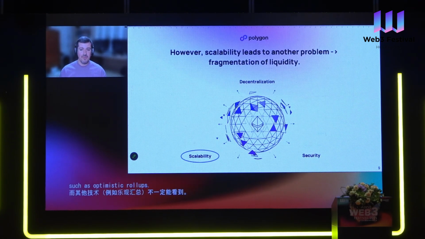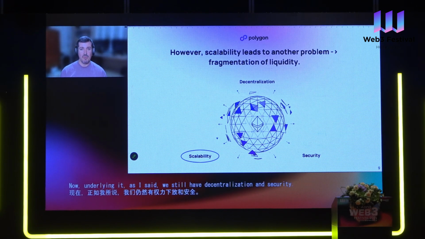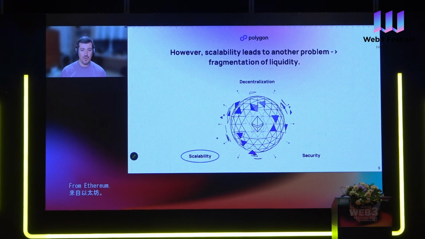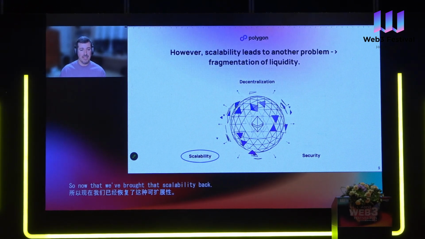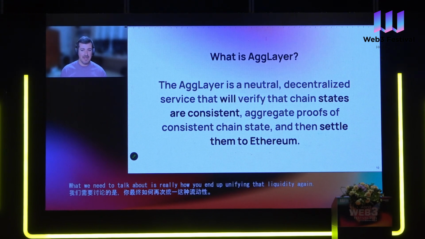But what we've basically solved is really only the problem of scalability with Polygon CDK. Now, underlying it, as I said, we still have decentralization and security from Ethereum. But what we've lost is that unified liquidity that you would get on Ethereum. So now that we've brought that scalability back, what we need to talk about is how you end up unifying that liquidity again. And that's really where the AggLayer comes in.